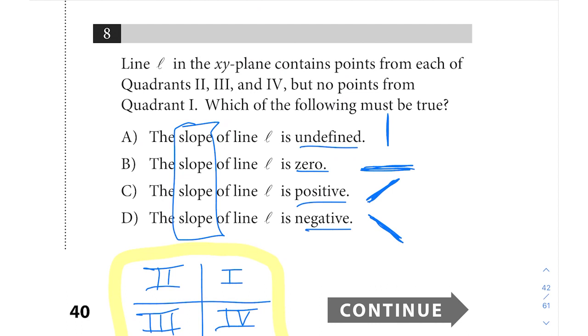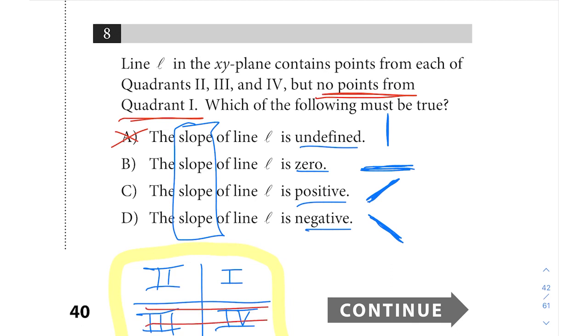So let's take a look and see if I can try drawing a vertical line that will touch quadrants 2, 3, and 4, but not quadrant 1. Remember, it says no points from quadrant 1. So if I draw a vertical line, I could do one here, maybe, or here, or here. I could get quadrants 2 and 3 in there, but if I have a vertical line that touches quadrant 4, it's also going to touch quadrant 1. So there's no way I could get a line that goes through quadrant 4 but doesn't have any points in quadrant 1. So A is going to be a no on this one.